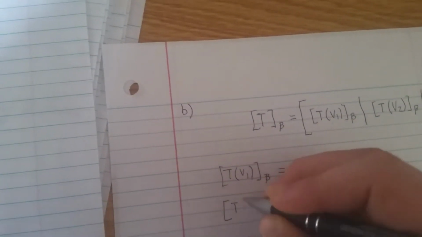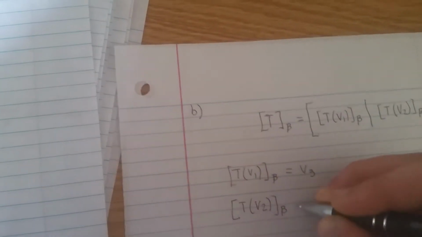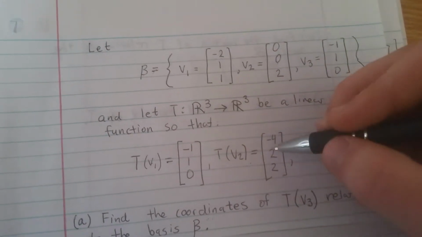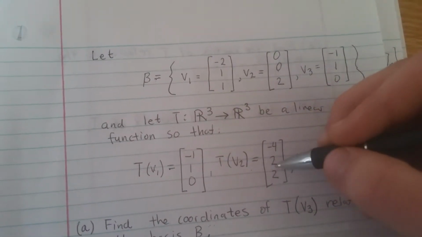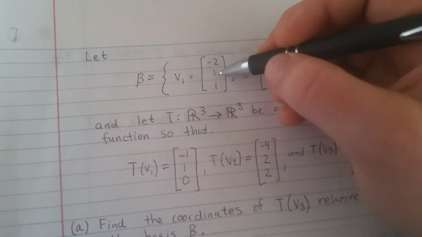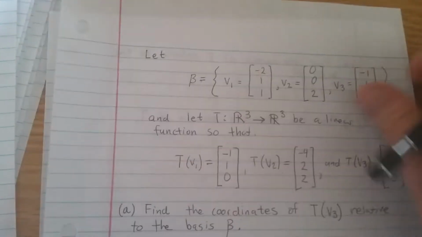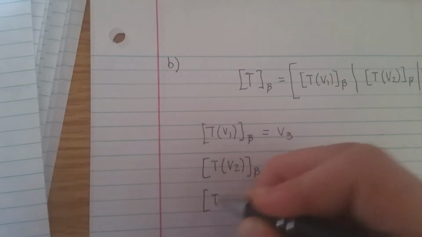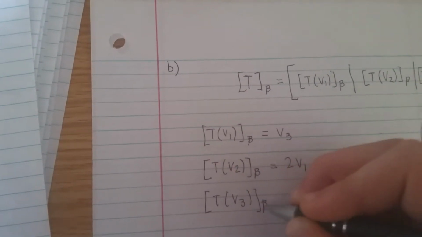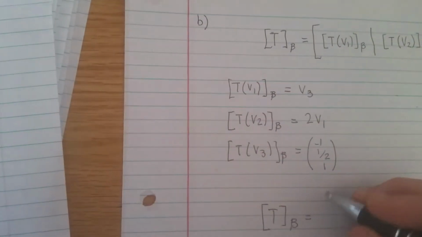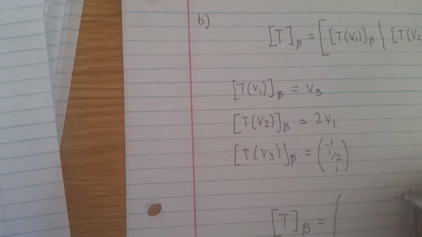So then we can look at T of V2, and also it's going to have to do with inspection. So T of V2, negative 4, 2, 2. This is actually a scalar multiple of V1. If you multiply each of these by 2, you get negative 4, 2, 2. So basically you can write that like so. And then we know that this was just negative 1/2, 1. So when we're writing this out, we'll fill out the one that we know already.